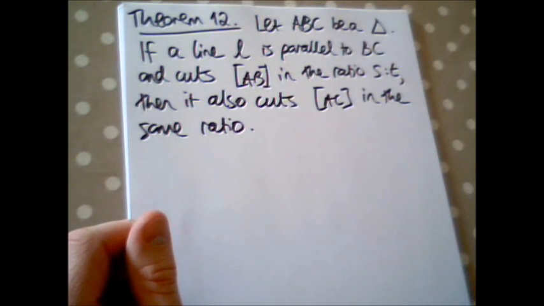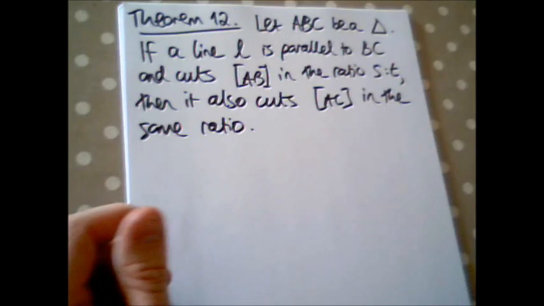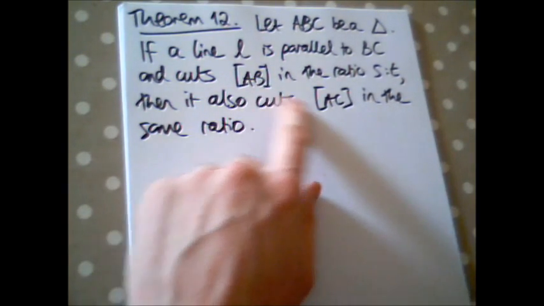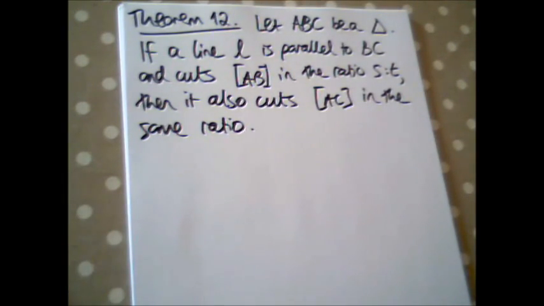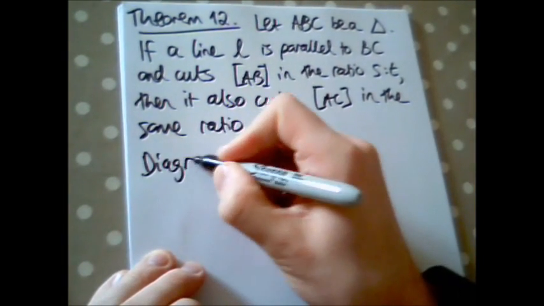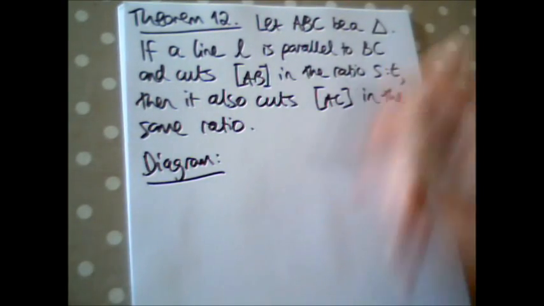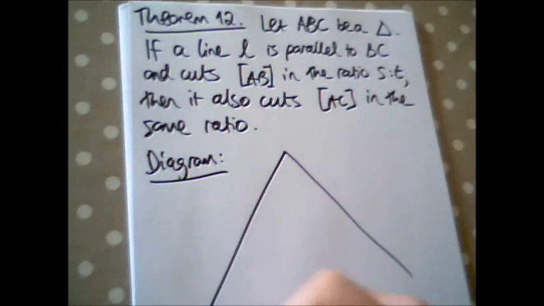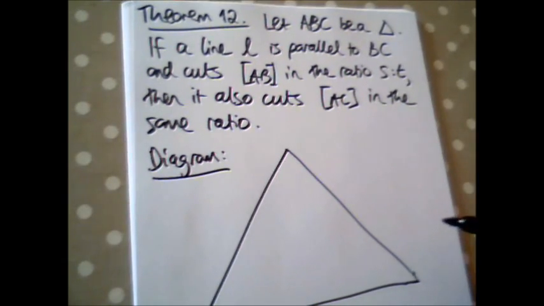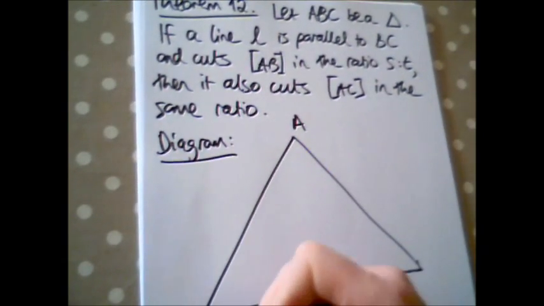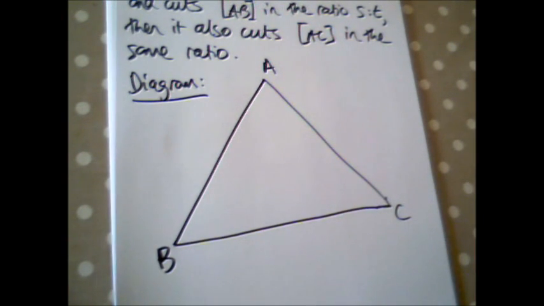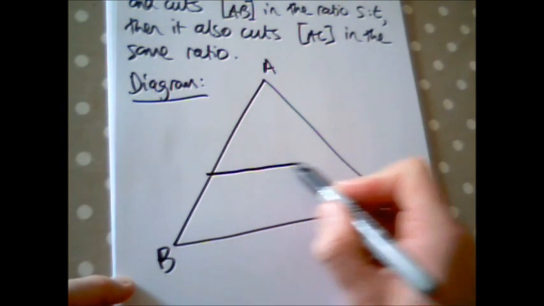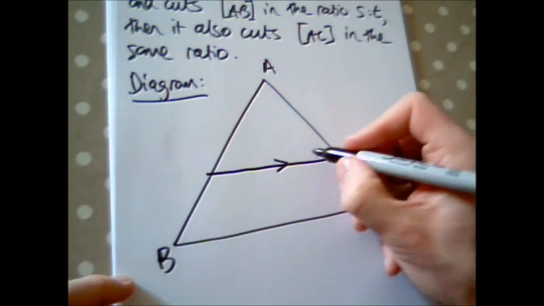So the theorem says, let ABC be a triangle. If a line L is parallel to BC and cuts AB in the ratio of S is to T, it also cuts AC in the same ratio. So in order to see what is going on, we draw a diagram. Alright, so we obviously need a triangle ABC. So let's make a triangle ABC, again just to try and keep it consistent with what's in the book. If you're looking at that, we label it this way, though it doesn't make any difference. And we're going to draw a line parallel to BC like that. So this is going to be the line L.